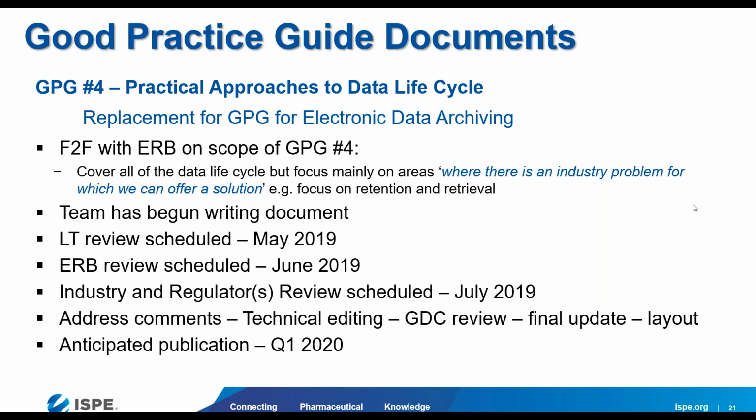The goal, ideally, is to get it up to leadership team review by May of this year. It's rather aggressive, so that we could turn it over to the GAMP editorial review board in June, so that we could then send it to industry and regulators in July, getting comments back, and then beginning the editing and collating of those comments, with a goal of hopefully Q1 of 2020. Next slide, please.